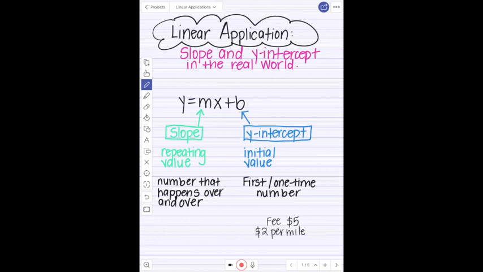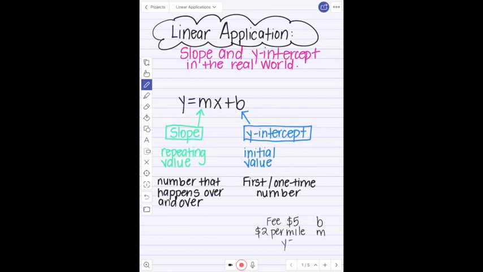that linear function is going to have two pieces. It's going to have the y-intercept and the slope. Well, the fee is something you're going to pay one time. So my initial value is my y-intercept. That is my fee. My slope is my repeating value. We're going to pay $2 every mile, so per mile. So every mile I go, I'm going to pay $2. Every mile again, $2 more. Another mile, $2. That's my repeating value. So my slope is 2.